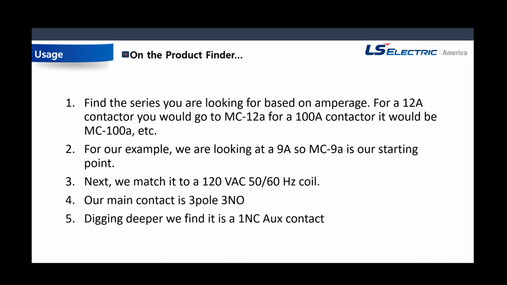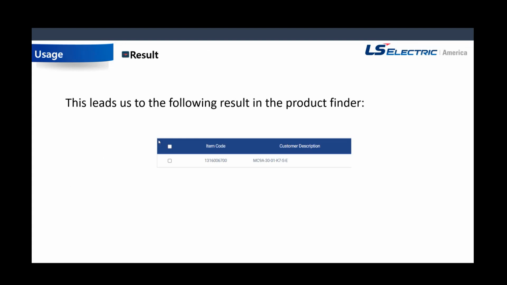I will say look at the contactor information quite closely, because once you've filled out the top, you may not have as many options for the contactors as before, because it's basing the contactor results on the information that you've given it before. So if you're looking for a 4-pole or 2-pole or things like that and they're just not showing up, it's because it's no longer within the criteria that you put in. It's just not available. And again, digging deeper into this, we found that it's a 1NC auxiliary contactor. So this leads us to a single result.